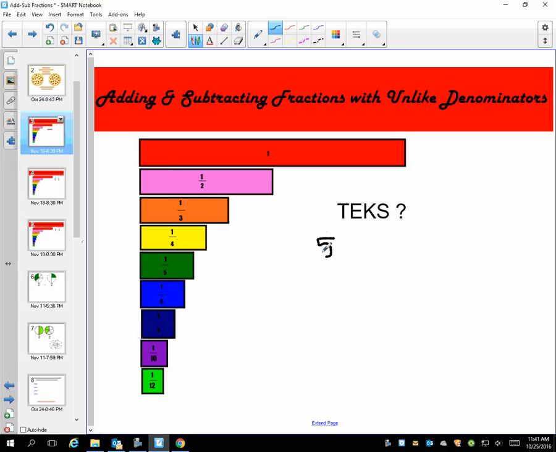We're working with two TEKS today, 5.3H and 5.3K. Whoa, my pen got away from me there a little bit. So we're dealing with two TEKS today. One is modeling and one is actually adding and subtracting fluently. So make sure you get those written down. All right, you're going to need your fraction strips now for a few problems.